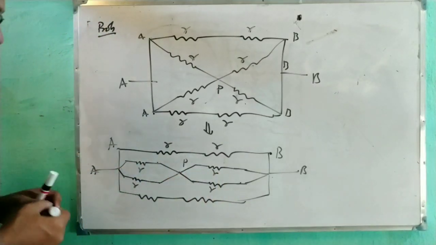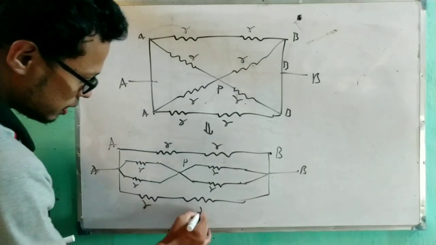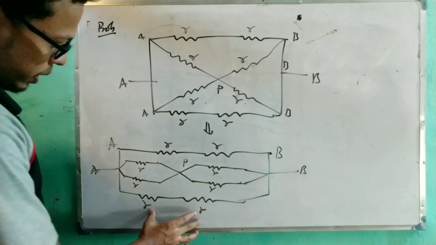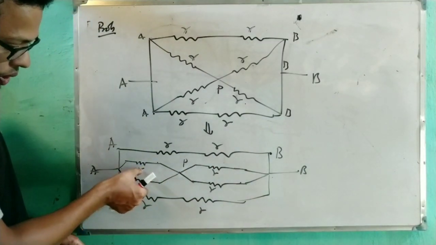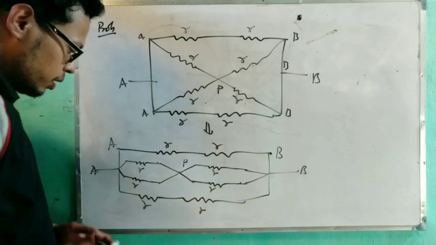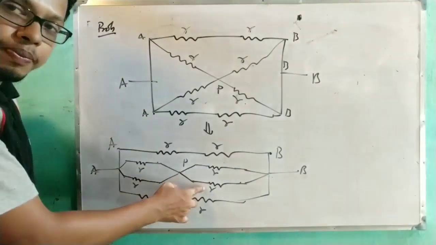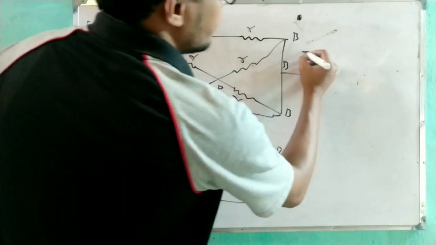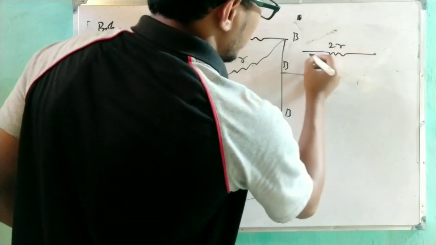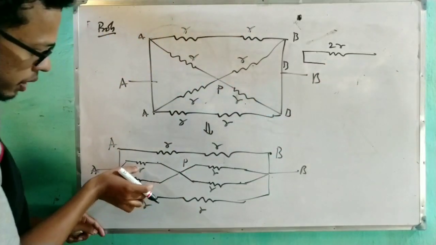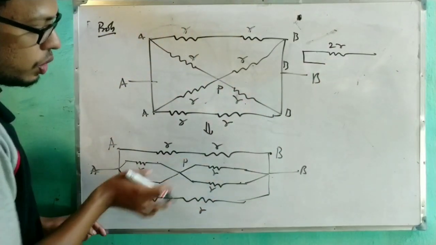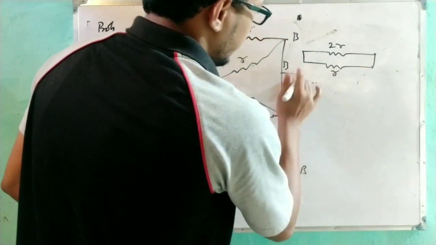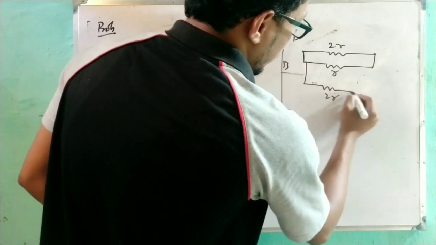Now how to find the total resistance? This is R, this is also R. Now see, 2R, and what about this R and R? They are connected in parallel, so it will be R by 2, clear? So the equivalent circuit will be, this will be 2R, and at the middle this will be R by 2, they are series, so R by 2 plus R by 2, it will be R, and here it will be 2R.